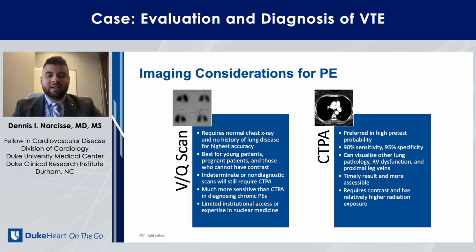An important consideration in PE is VQ scan or CTPA. VQ scans require normal chest X-ray and no history of lung disease for highest accuracy. And it's best for young patients or pregnant patients because of the low radiation. But indeterminate testing or non-diagnostic scans still require CTPA. CTPA is highest accuracy. It has the highest sensitivity and specificity for diagnosing PE, and it can look at other characteristics in the scan outside of just the pulmonary arteries. But it does have high radiation, and it's more widely available.